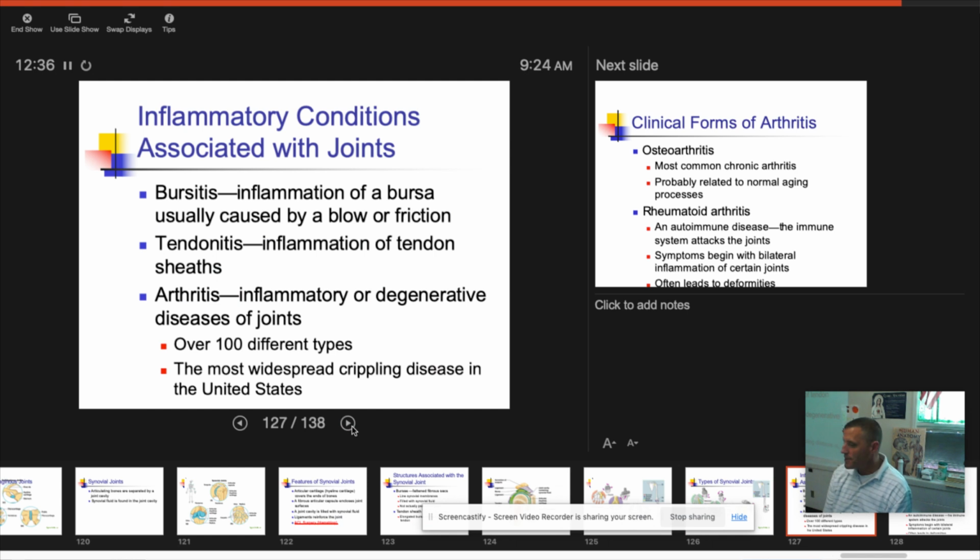So bursitis is inflammation of a bursa by a blow or friction. So repeated movement or some kind of an impact that actually causes damage to that bursa sac. Tendinitis, inflammation of the tendon sheath.